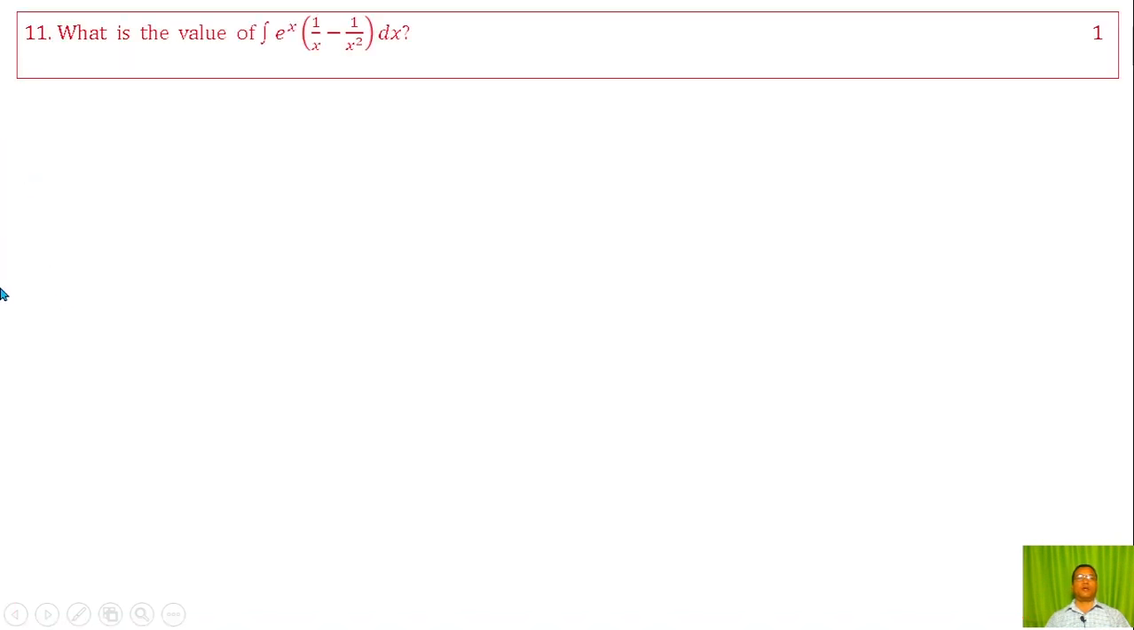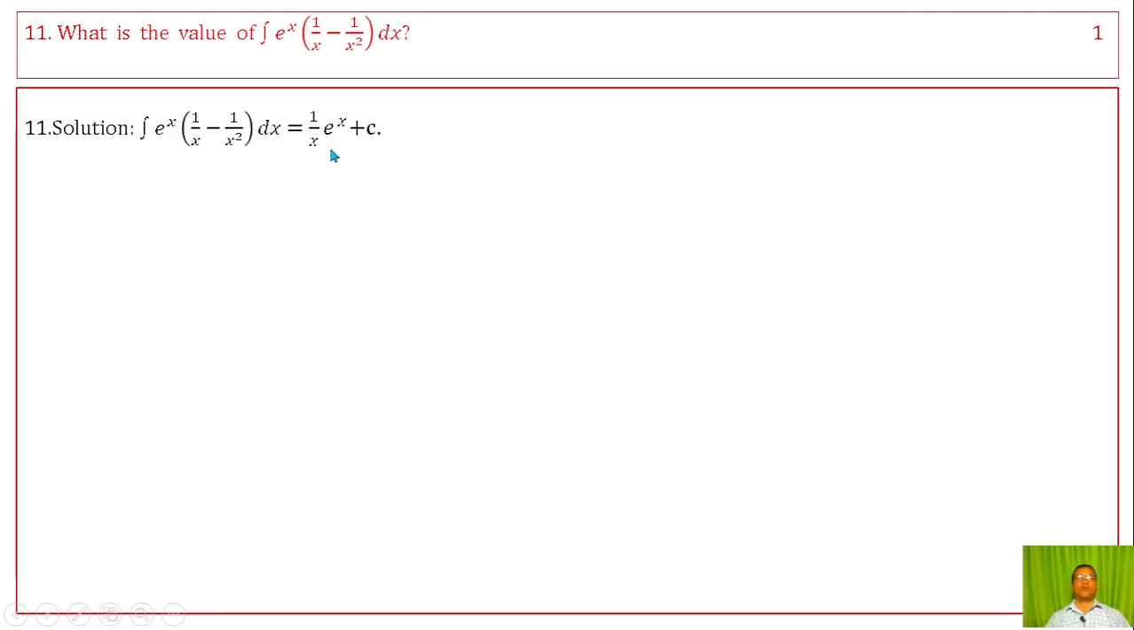For question number 11, what is the value of the integral of e to the power x times (1 by x minus 1 by x squared) dx? 1 mark. This is equal to 1 by x times e to the power x plus c. Remember, the integral of this is e^x into f of x. Here f of x is 1 by x and f dash x is minus 1 by x squared.